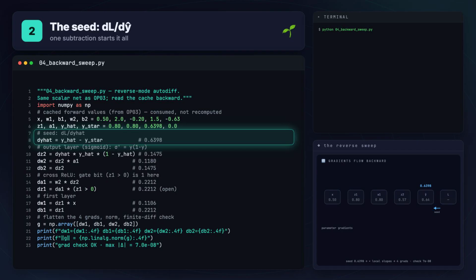The seed: dy equals y minus target, one subtraction. This is dL/dy and it prints 0.6398. Everything else in the file is this number being multiplied by local slopes. If this line is wrong, all 4 gradients are wrong. So it gets its own line and its own print.